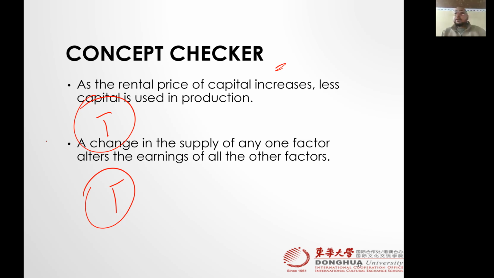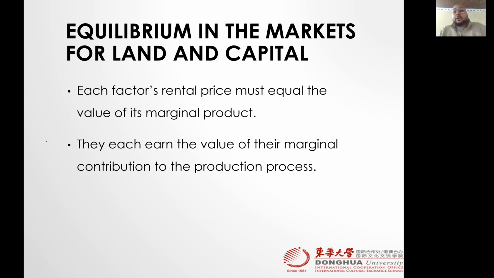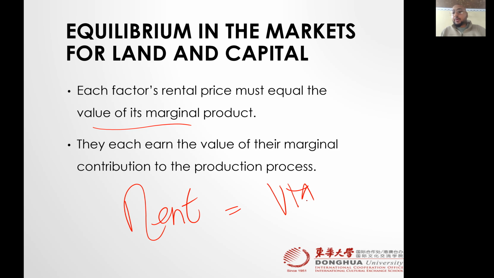Right? So each factor's rental value must be equal to its marginal product, which means the price of the capital or land, called rent, must be equal to the value of marginal product. All right. So if the value of marginal product is greater, you hire more machinery or take more land until it is equal.